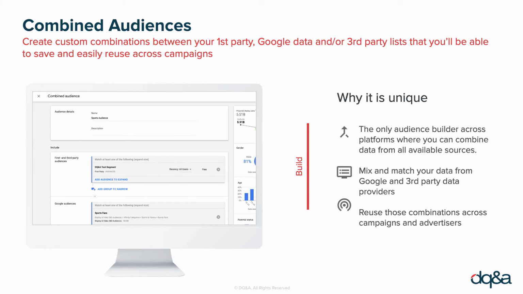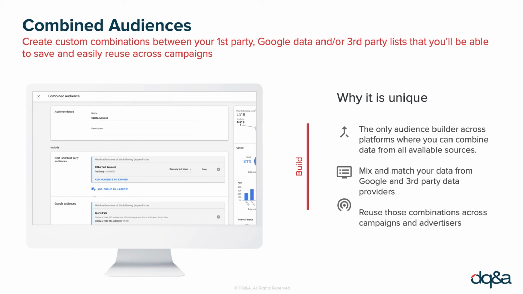Finally, with combined audiences available in the audience module, you're able to create custom combinations between your first-party Google data and third-party lists, and you can reuse these lists across campaigns. So some limitations: you can only create combined audiences for display, not YouTube lists for now. Combined audiences cannot be targeted for TrueView campaigns. Ad group level targeting audience combination features still work though, however.